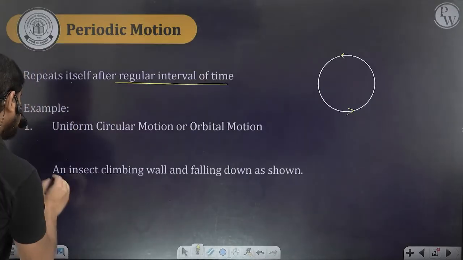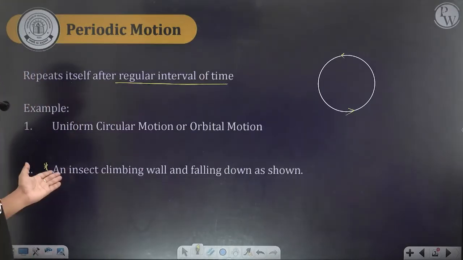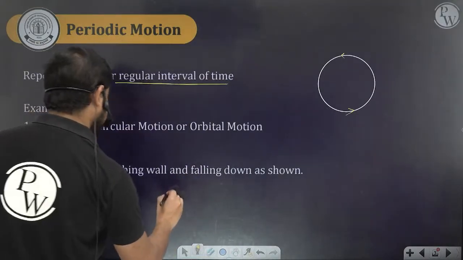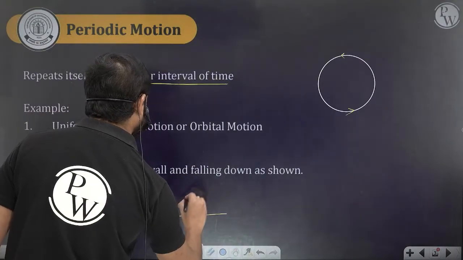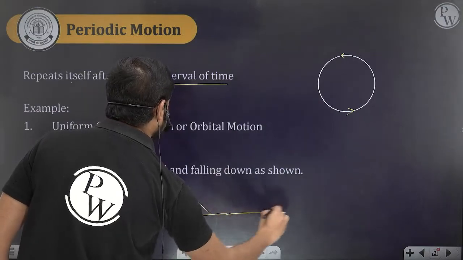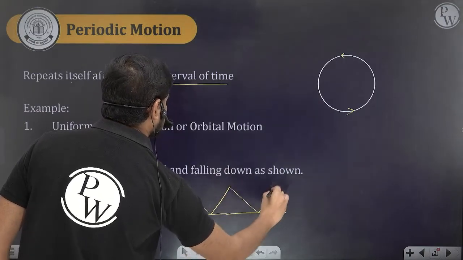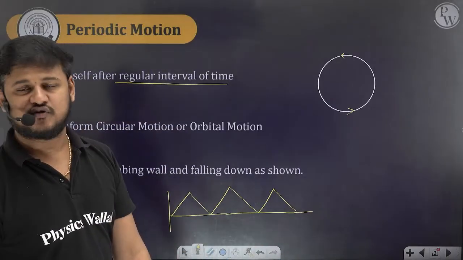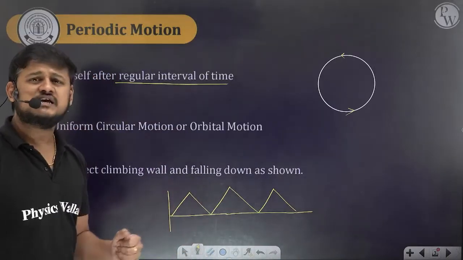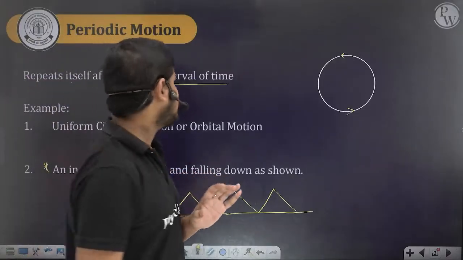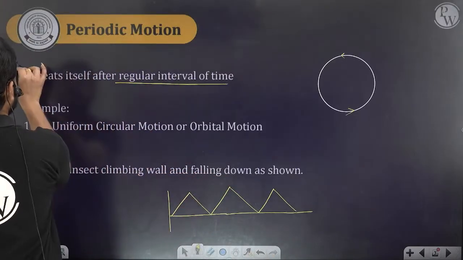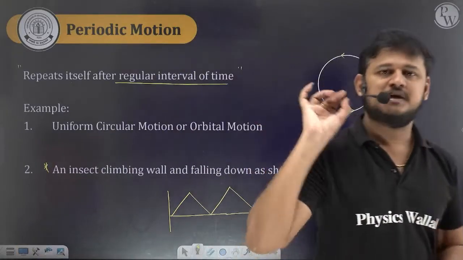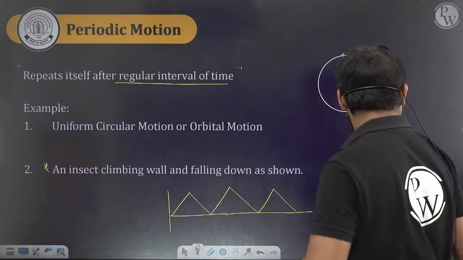In the NCERT, you can see one line: an insect climbing a wall and falling down, as shown. It will climb and fall, again it will climb and fall, climb and fall, which repeats itself after a regular interval of time. So this is also a periodic motion. Okay, so the simple definition is: which repeats itself after a regular interval of time is known as periodic motion. That's it. So I'll give a number of examples.